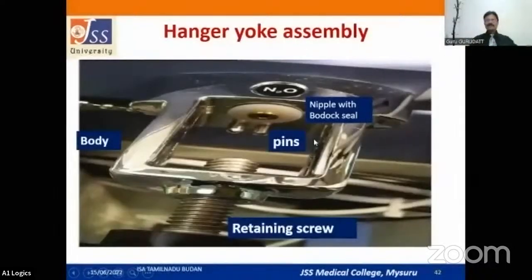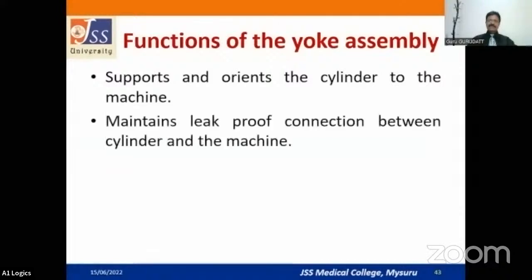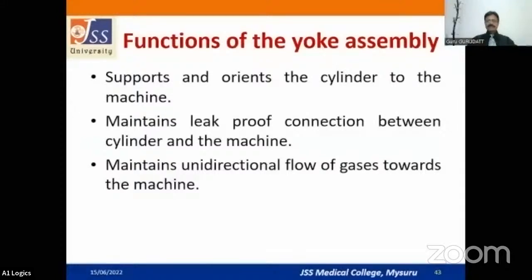Coming to the hanger yoke assembly, another very important part of the anesthesia workstation. The hanger yoke assembly mainly consists of the body, the retaining screw, the pins for the pin index safety system, the port with the nipple for the cylinder port to be connected, and the Bodok seal, which is a washer. Some functions of the hanger yoke assembly will sometimes be asked. The most important function is that it supports and orients the cylinder onto the anesthesia workstation. Second, it maintains a leak-proof connection between the cylinder and the machine because of the presence of the Bodok seal. Another thing is that it always maintains a unidirectional flow of gases. The gases will only flow towards the machine, and will not come out of the machine.